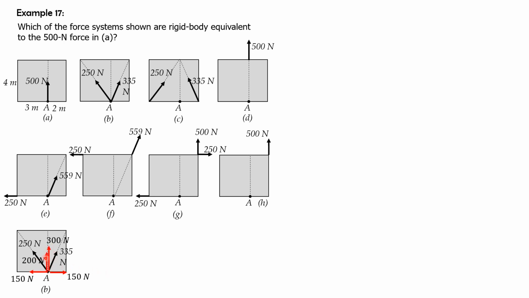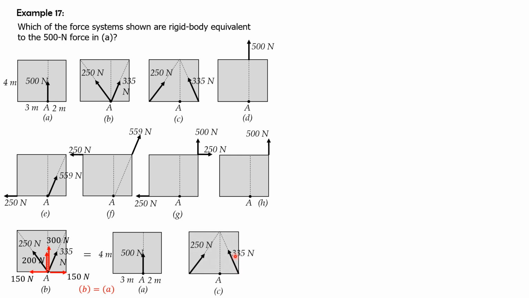Then we can combine 200 upward and 300 upward because they act at the same point of application or same line of action. Therefore, this is equivalent to 500 newtons upward acting at A. And because this is the same as the force system in A, we conclude that the force system in B is equal to force system in A. Let's proceed to force system C.